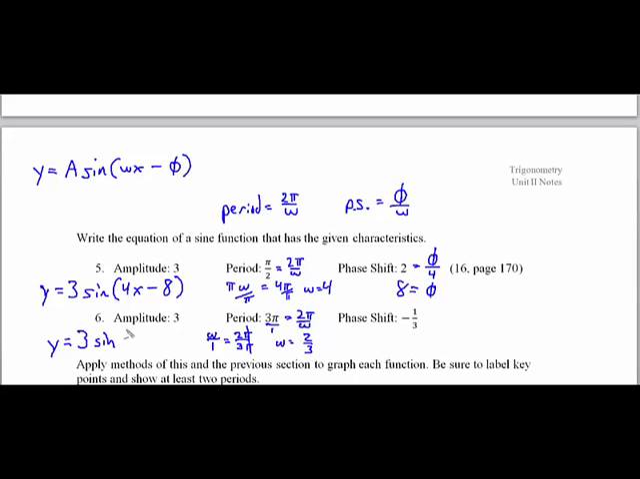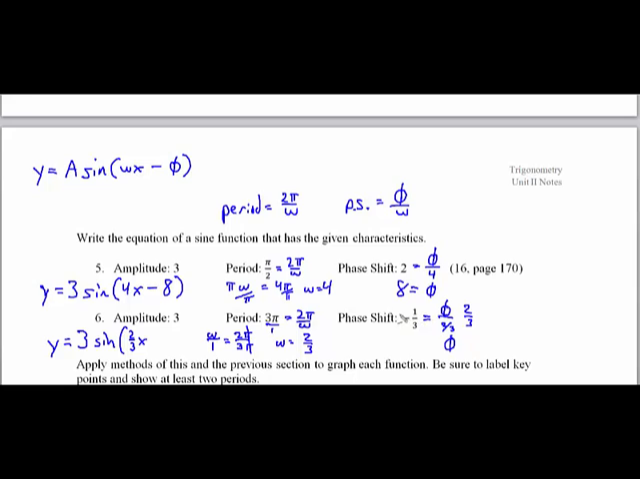My omega is 2/3, so now I have a 2/3 x, and then I'm going to take my phase shift, which is negative 1/3, and set that equal to phi divided by 2/3. You could have multiplied by 3/2, but I'm going to have to undo it anyway, because the opposite of dividing by 2/3 is multiplying by 2/3. Dividing by 2/3 and multiplying by 2/3 makes a 1, so phi is going to be by itself.